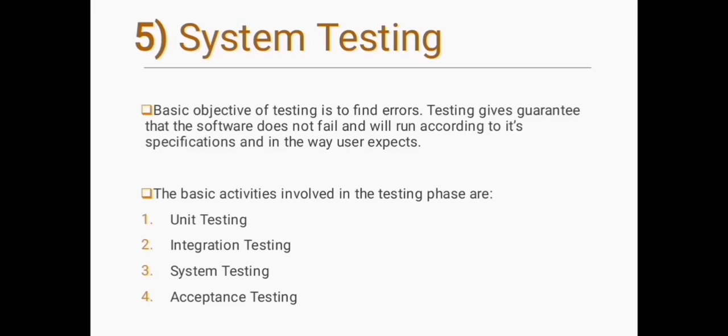Next phase is system testing, or the testing phase. The basic objective of testing is to find the errors. Testing gives a guarantee that the software does not fail and will run according to its specification, in the way the user accepts. There are some activities involved in the testing phase like unit testing, integration testing, system testing, and acceptance testing. Now we will see them in detail.